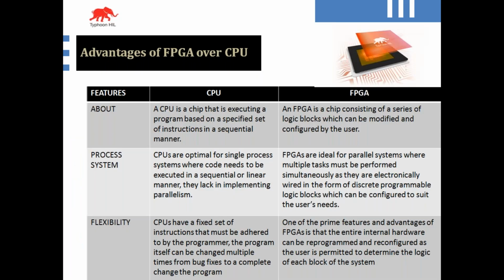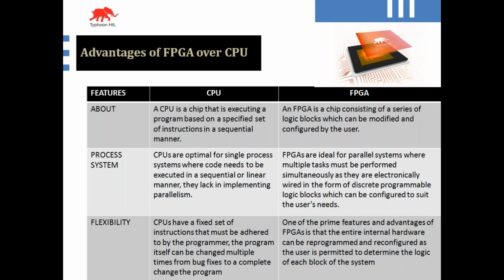A CPU is just a chip that executes a program based on a specified set of instructions in a sequential manner, whereas an FPGA is a chip consisting of a series of logic blocks which can be modified and configured by the user. These FPGAs are ideal for parallel systems, where multiple tasks must be performed. This is just like a blank sheet. You can configure it according to your use, but this flexibility is not available with CPUs.